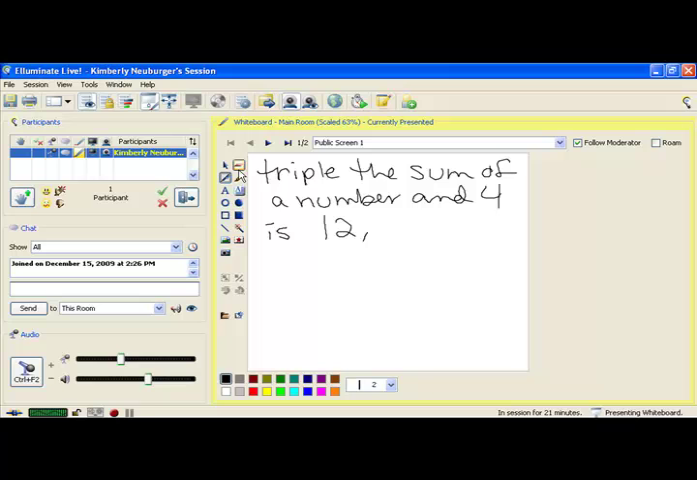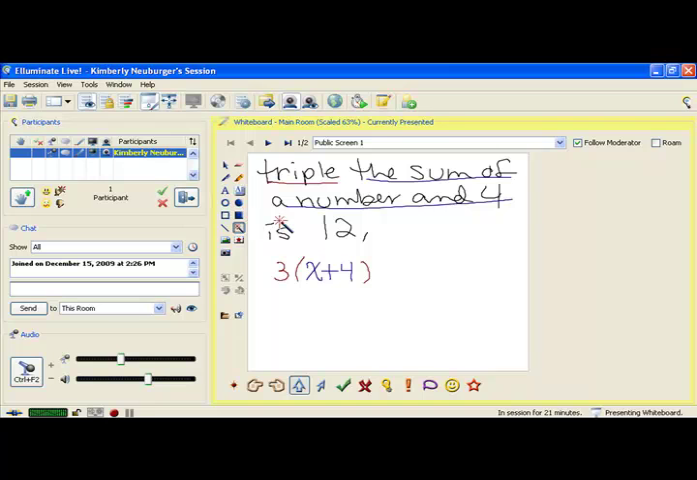So translating this, the triple is a 3 times something, and remember parentheses mean times. Means multiply or times. And then to figure out what I'm going to multiply by, I'm going to multiply by the sum of a number and 4. Well, we don't know what the variable is, so let's call it x, and that's x plus 4, because the sum is the answer after you add, and this is stating right here that we're going to add a number and 4.